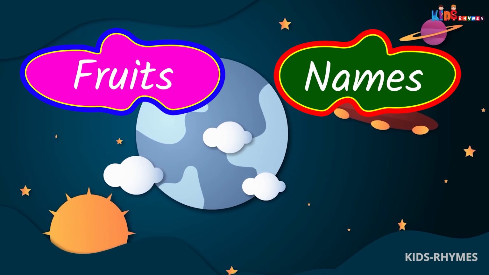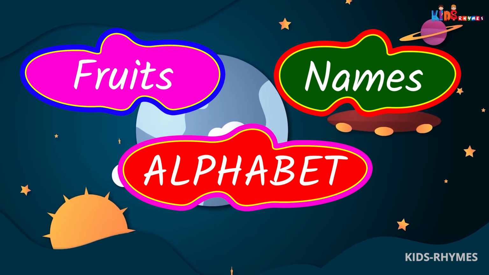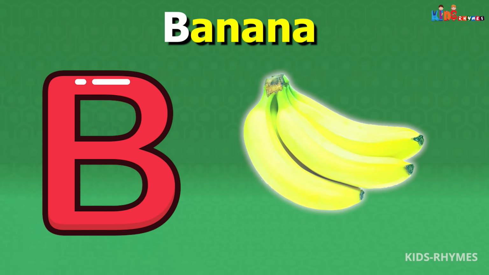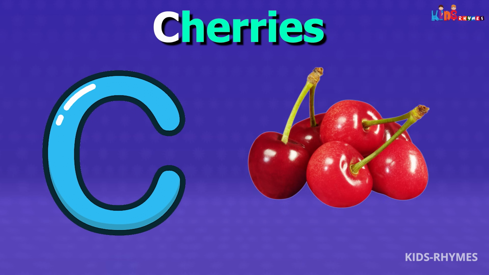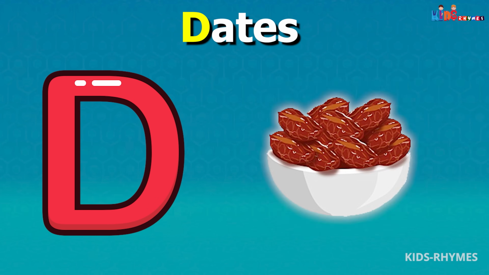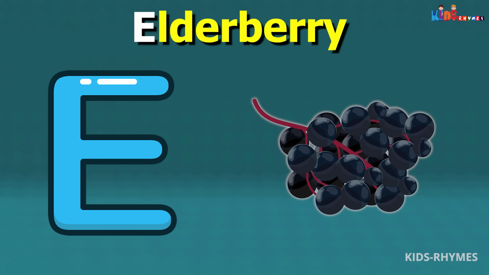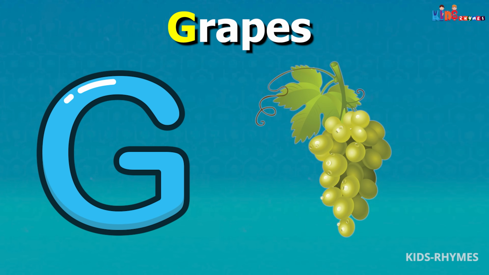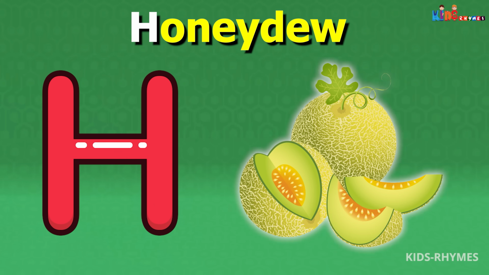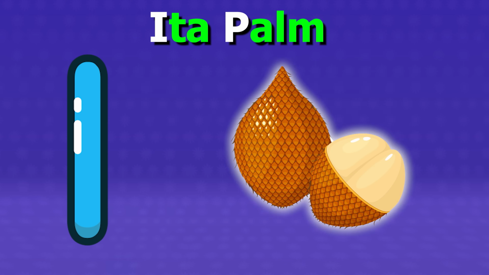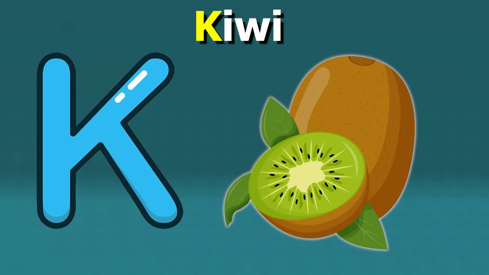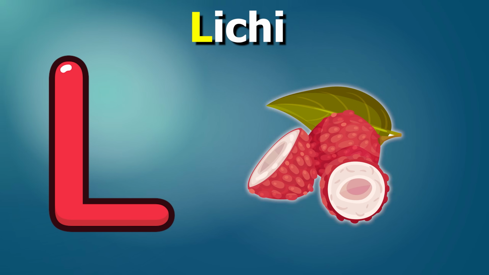Fruit names according to alphabets. A for apricots, B for bananas, C for cherries, D for dates. E for elderberries, F for figs, G for grapes, H for honeydew. I for plum, J for jackfruit, K for kiwis, L for lychees.